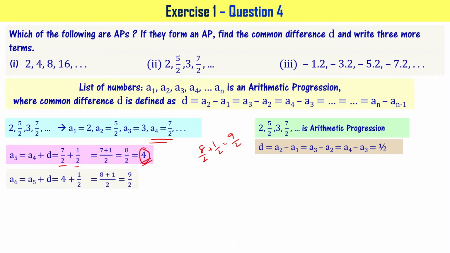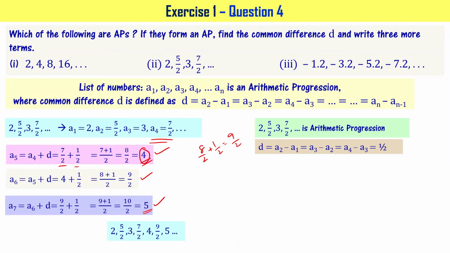The 7th term can be obtained by adding the common difference to it, right? A7 equal to A6 plus D, that is 9 by 2 plus 1 by 2. That is going to be 9 plus 1 divided by 2, that is equal to 10 by 2, that is 5. Now we have written 3 additional terms, right? So let's write the series now. 2, 5 by 2, 3, 7 by 2. This is what is given. And then we got 4, 9 by 2 and 5. So this is the arithmetic progression we are writing now.